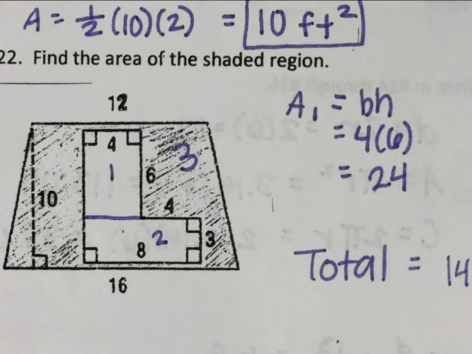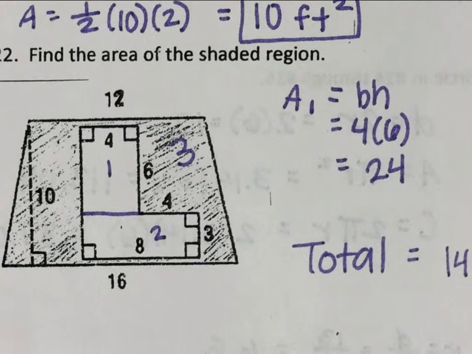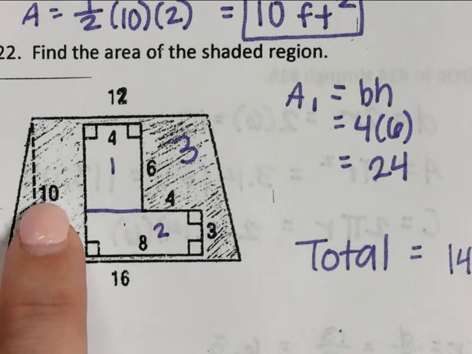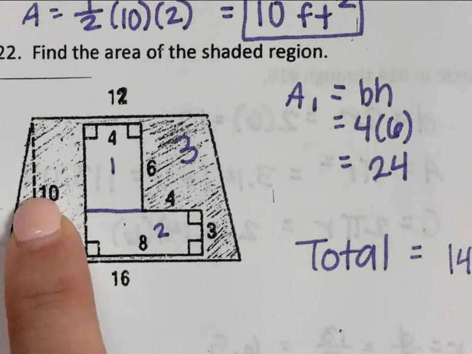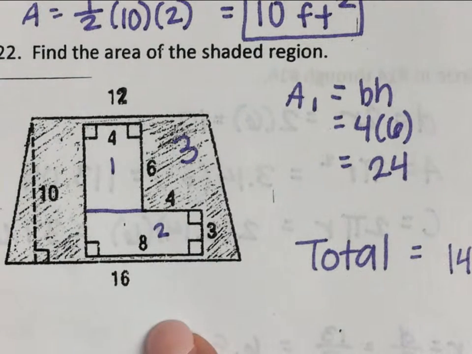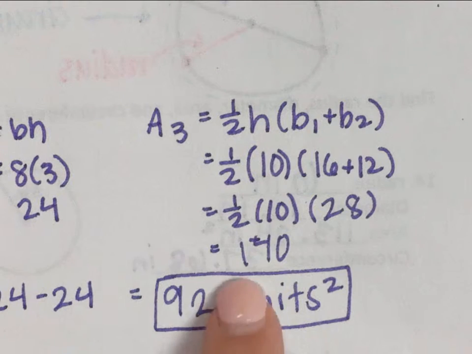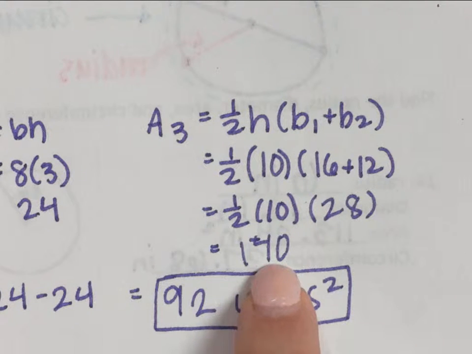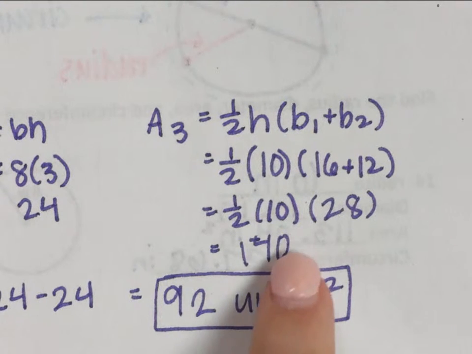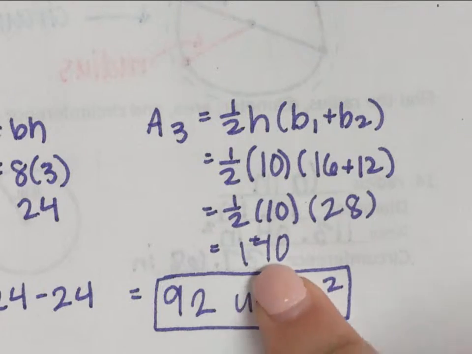Okay. All right, so my area of my trapezoid, that would be 1/2 times the height, which is 10, times base 1 plus base 2. So when I did that, I got 140. Okay. So that's my whole trapezoid, is 140 units squared.